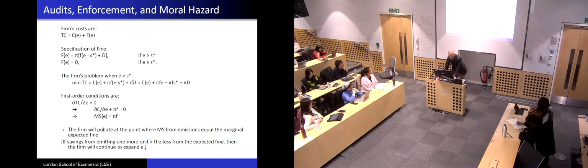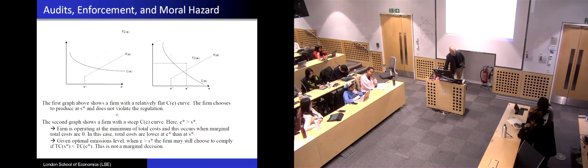Right, so we can put it all together here. The first order condition is given by that. The firm's best response to this situation is to equate the marginal saving to the expected fine. So the firm will pollute at the point where the marginal saving from emission equals the marginal expected fine. And again, the expected fine is the crucial bit. This is what they really need to think about.